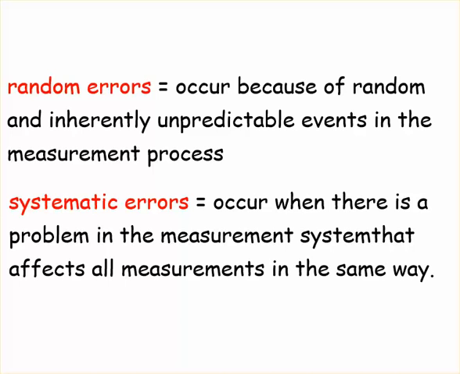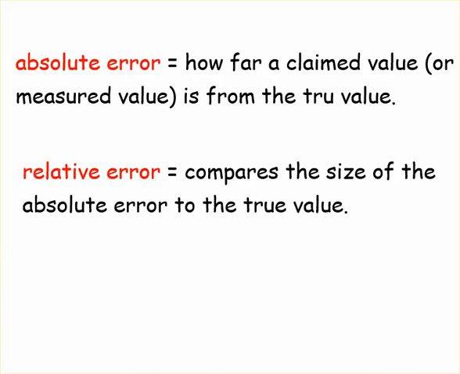Another consideration with errors is that we actually want to quantify them. So we want to say, is this a big error or a little error? And we'd like to be able to make a decision on that. An absolute error is when we take the claim value, subtract it from the true value, and that gives us the difference. We call that difference the absolute error. That's how far it's off by.